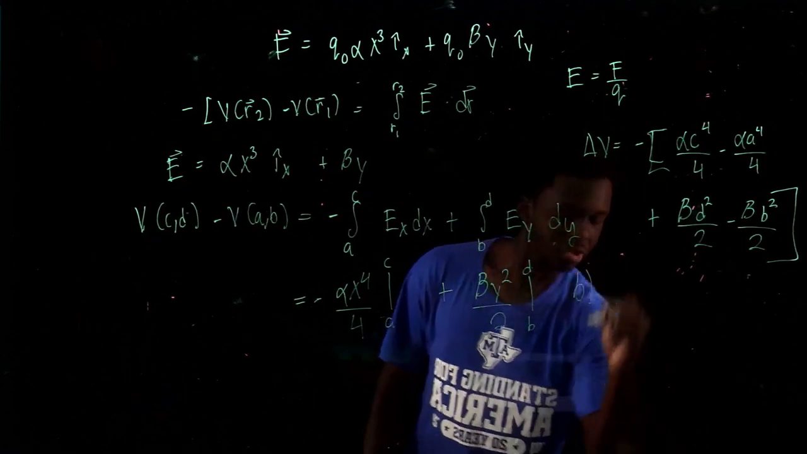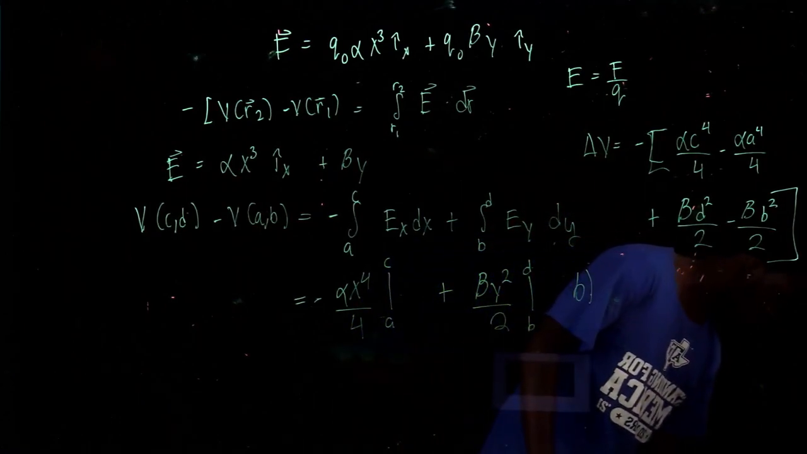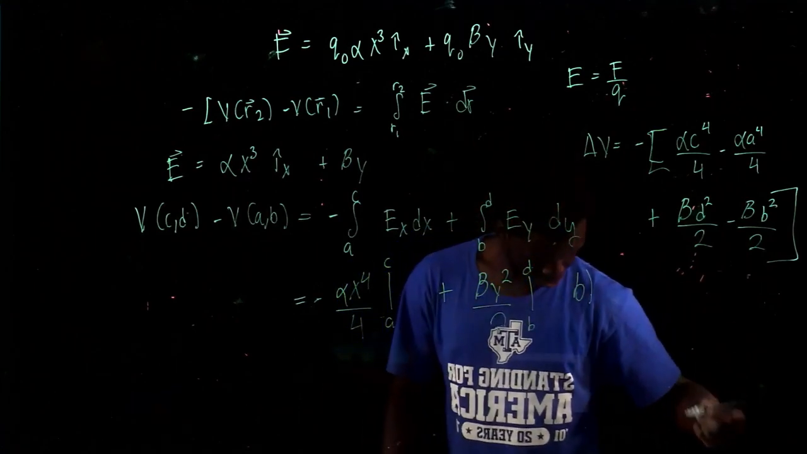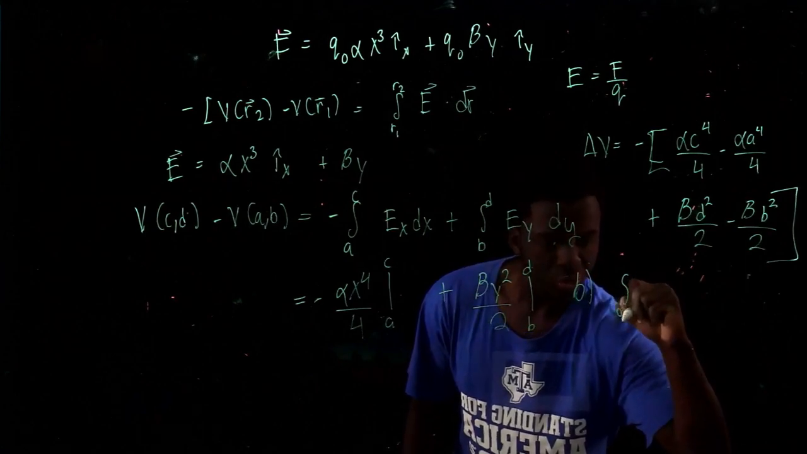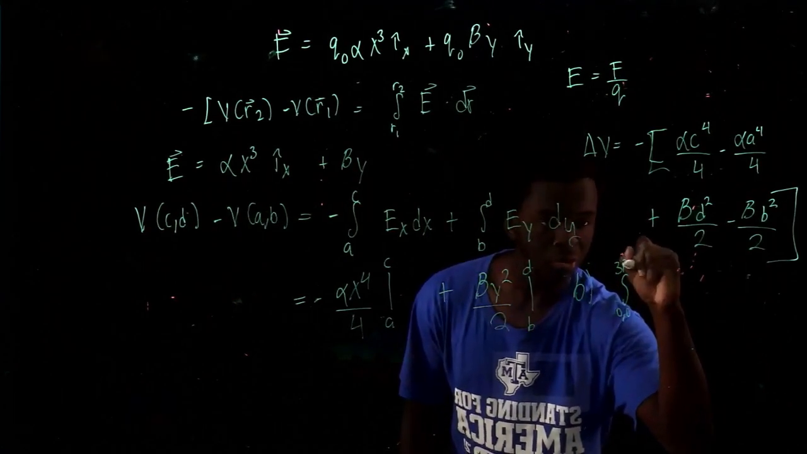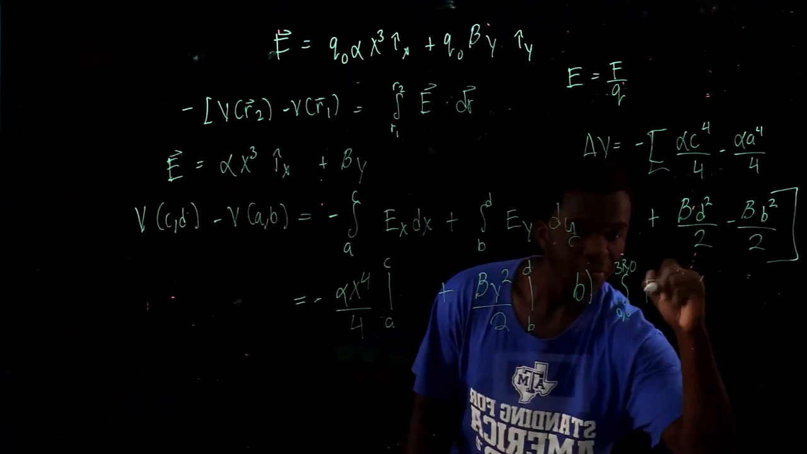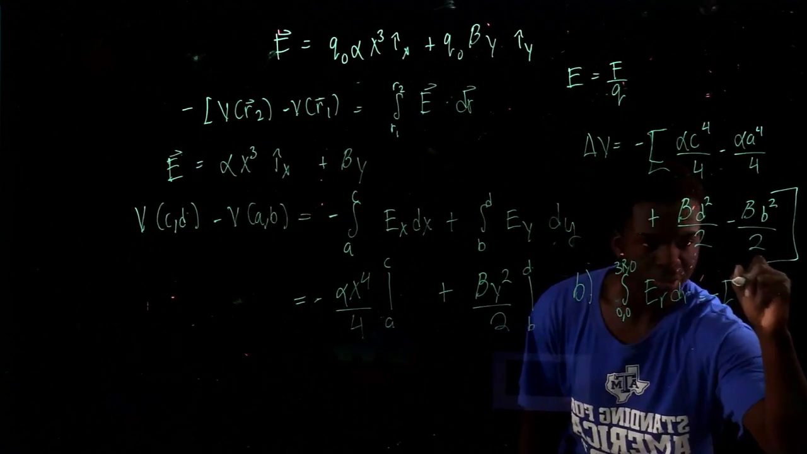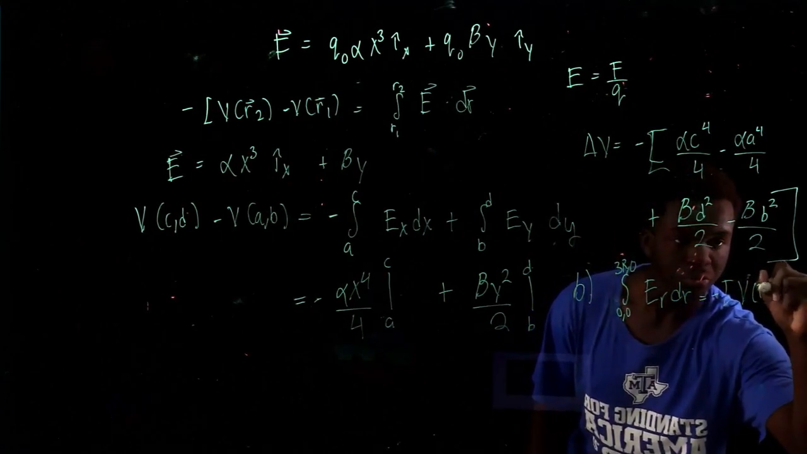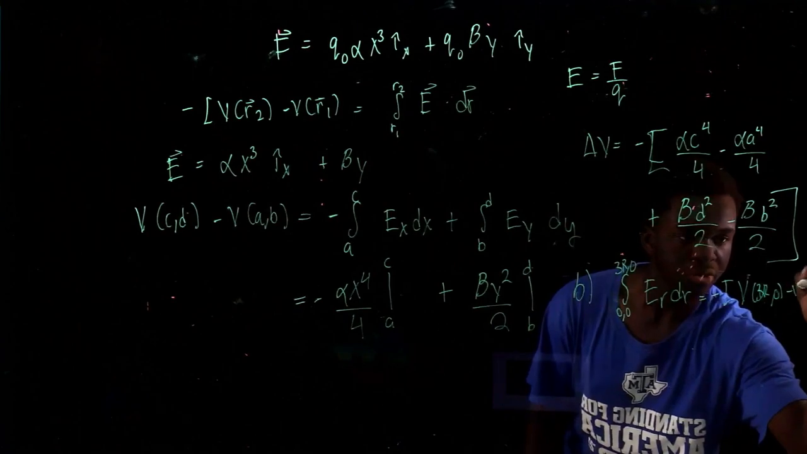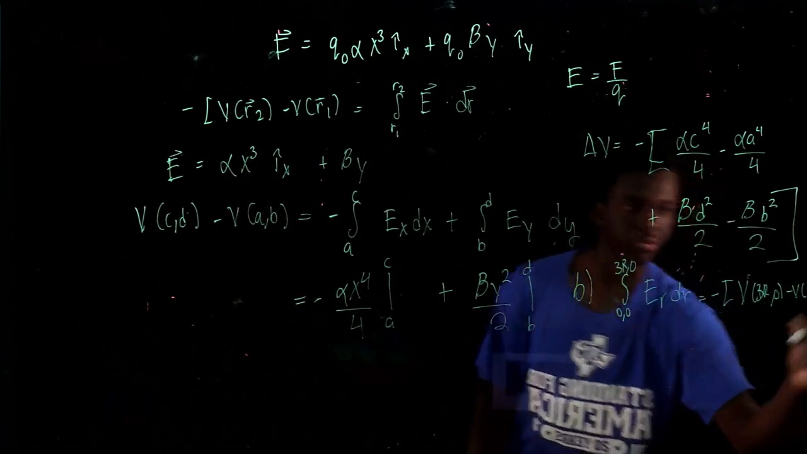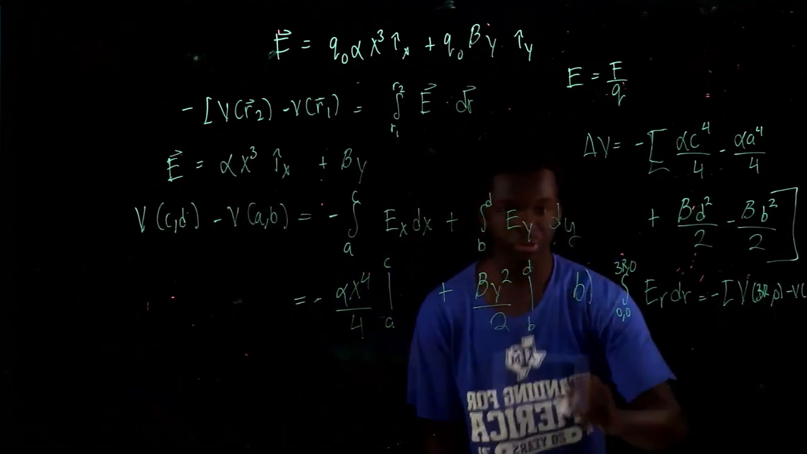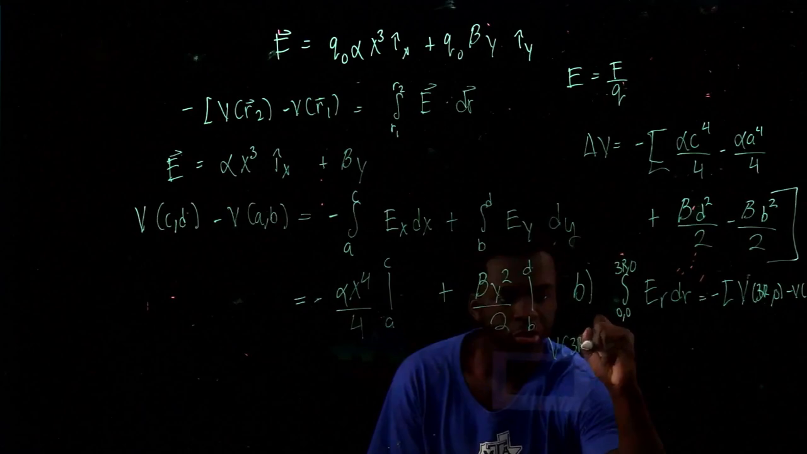So now we're going to do part B real quick over here. For part B, they give us 0 and 3R. So we're going to start off by writing it again. This one is going to be from (0, 0) to (3R, 0). Then we have E dot dr, which is equal to negative V of (3R, 0) minus V of (0, 0). So now let's get started and take the integral.